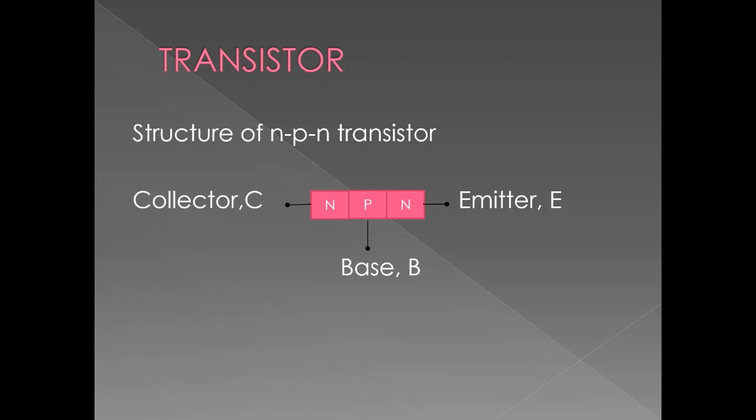So the N on the left is called collector. P in the middle is base, and N on the other side is emitter. Similarly, for the PNP transistor, the N-type semiconductor is sandwiched in between. They form the base terminal, with the collector on the left and the emitter on the other side, on the right.